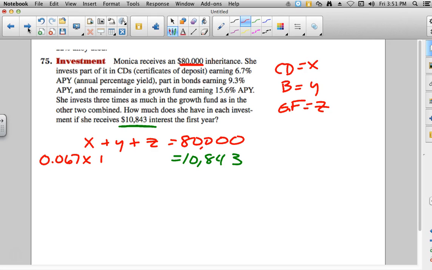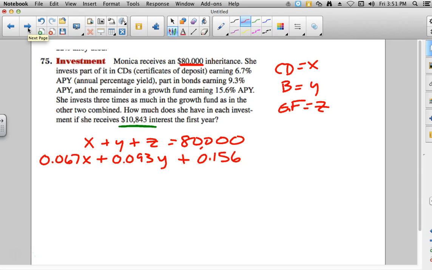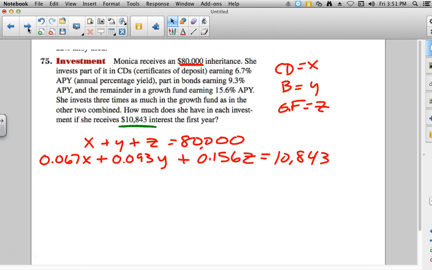because we take those percentages and divide them by 100. And then plus, we go after the bonds. Well, the bonds were 9.3, so 0.093, and I'm going to run out of space here, y, plus the growth fund, 0.156z, has to equal that total of $10,843.